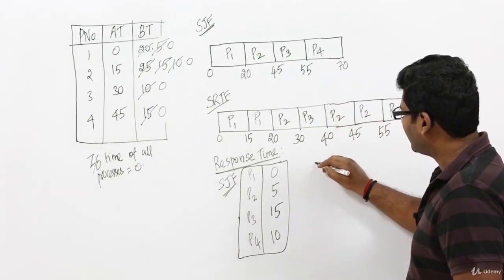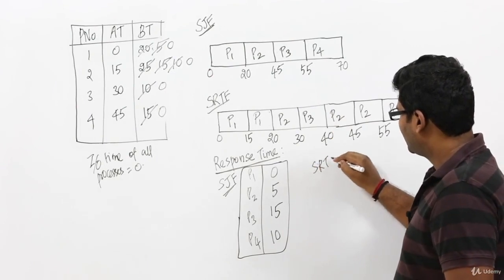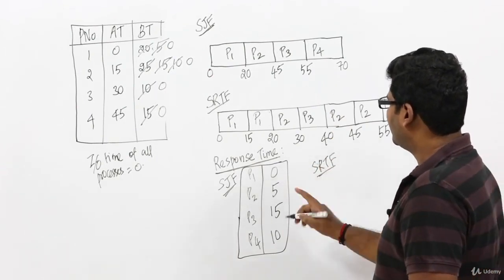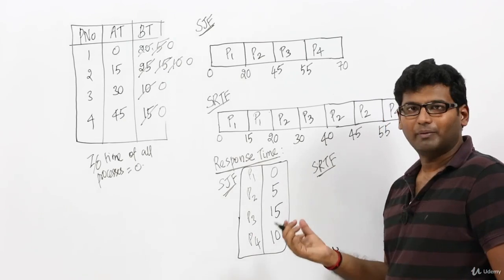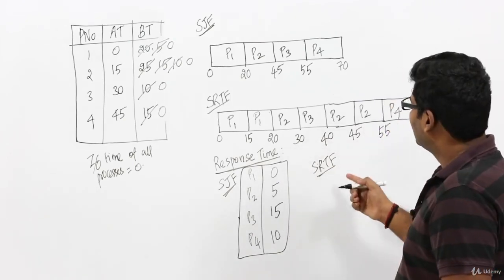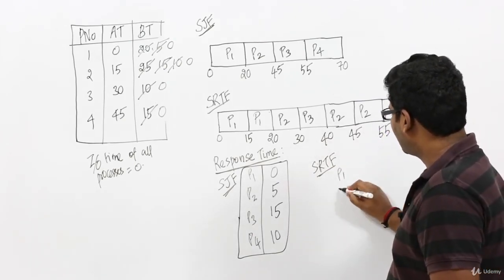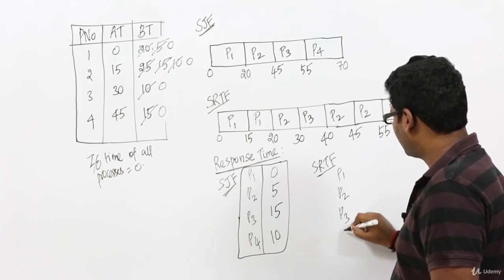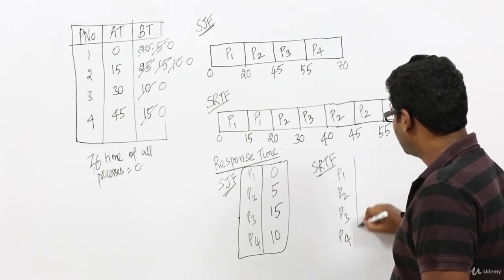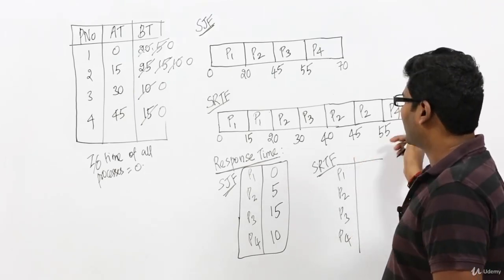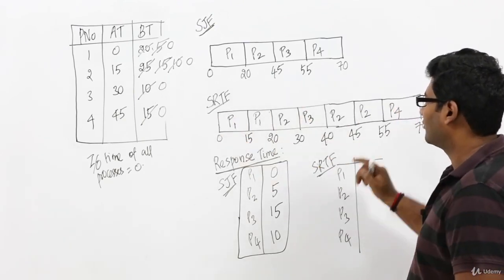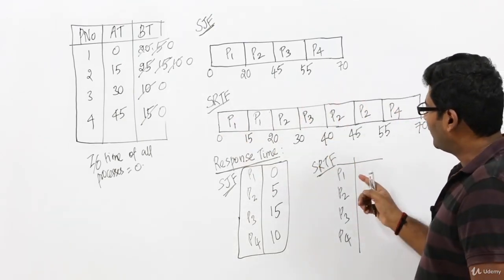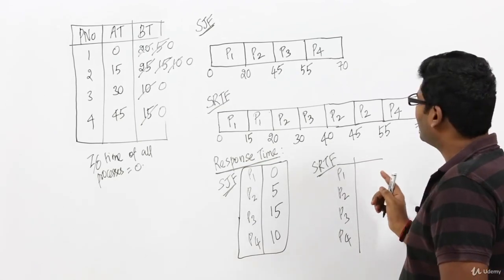Now let's take SRTF. You will find the difference of response time in case of preemptive and non-preemptive. Let's first see the response time of process P1. We are now considering SRTF, not SJF. Now let's see the waiting time of process P1.